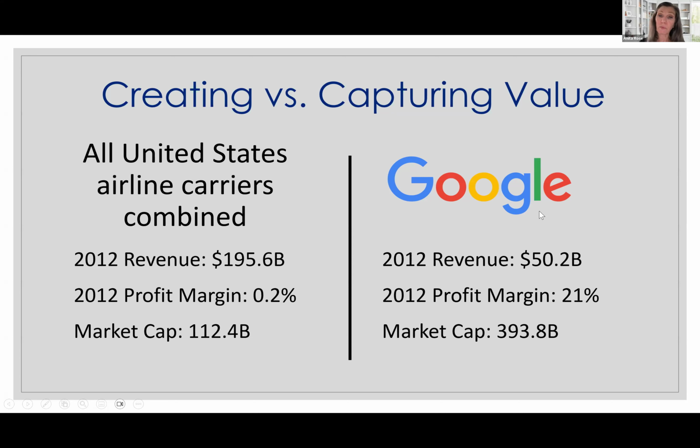Whereas if you look at someone like Google, who's really capturing value, Google here in that same time period, 2012, 50 billion as opposed to 200 billion, but the profit margin's 21% as opposed to 2%. So you can see they are capturing more value. And of course, when we look at the market cap, almost 400 billion in market cap. Very, very different.